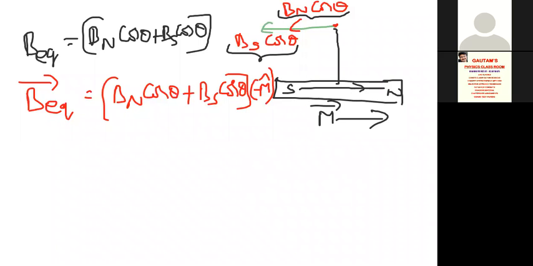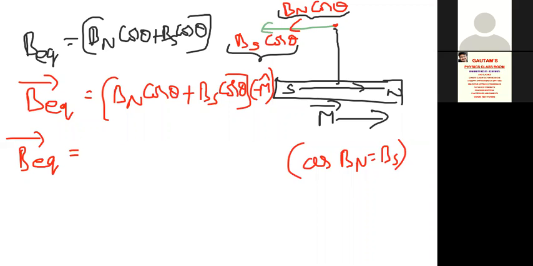As Bn and Bs values are equal, what should I write now? B equatorial is equal to 2Bn cos theta. Instead of Bs, I am writing Bn, because both are equal. So I can write this expression as 2Bn cos theta.